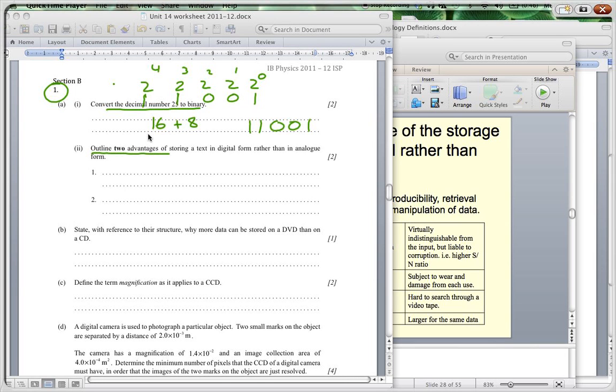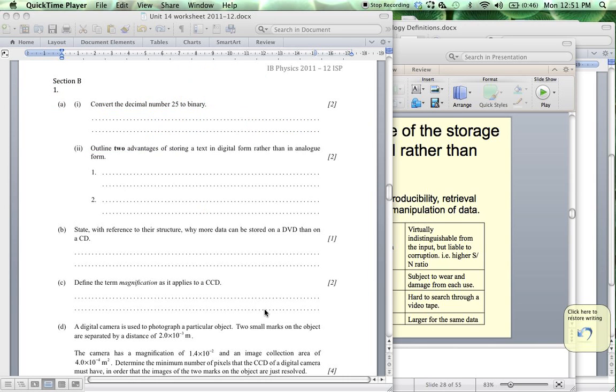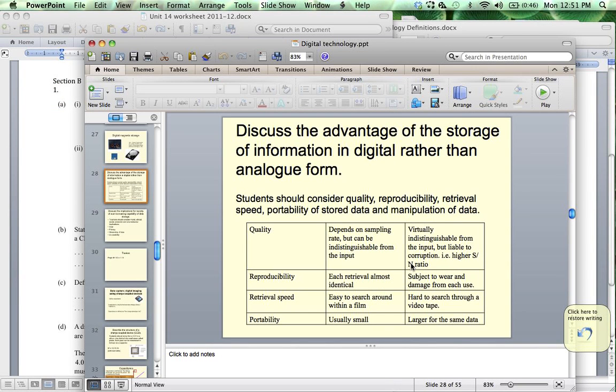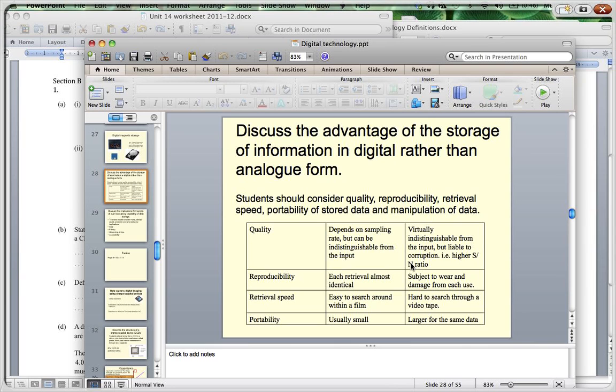Outline 2 advantages of storing a text in digital form rather than an analog form. Now, I just want to point us to the PowerPoint that we have for this unit here. So these are the different advantages and so forth between digital and analog. Now notice here that we're talking about storing a text in digital form rather than in analog form.